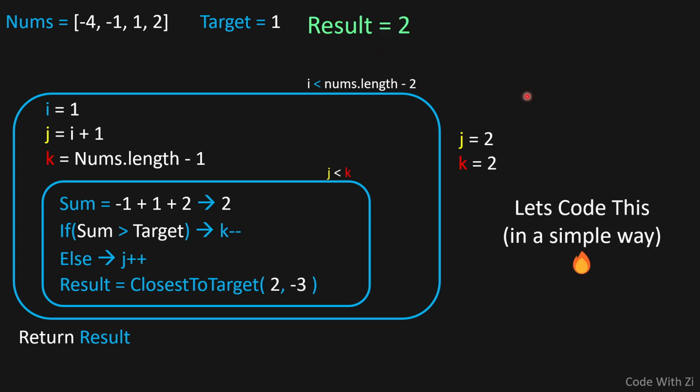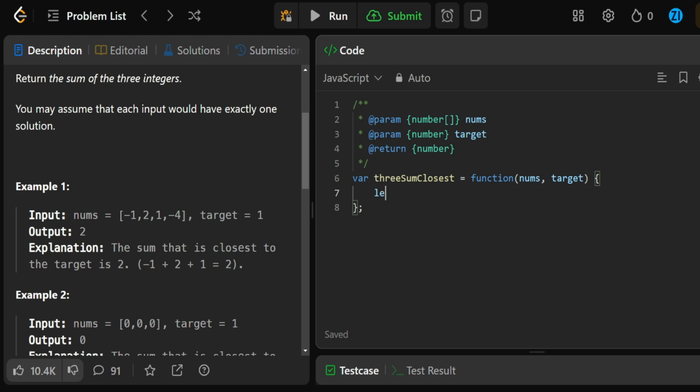Now, let's code this in the simplest way possible. Alright, so we're going to first define our result variable, and that's going to be equal to nums of 0 plus nums of 1 plus nums.length minus 1, just like we saw in the slides. And then we're going to sort our numbers, so nums is going to be equal to nums.sort(a, b), and then we're going to say a minus b. This is just how we sort arrays in JavaScript, and this is going to sort our array of numbers.